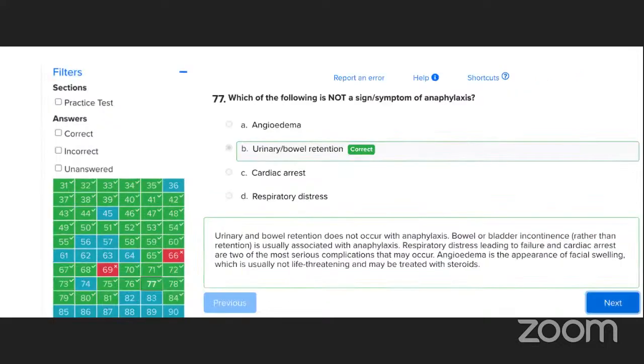Okay, so let's see here. Urinary and bowel retention does not occur with anaphylaxis. Bowel or bladder incontinence, rather than retention, is usually associated with anaphylaxis. Respiratory distress leading to failure and cardiac arrest are two of the most serious complications that may occur. Angioedema, which is the swelling of the tongue, can occur with facial swelling. And they would sometimes treat it with some steroids.